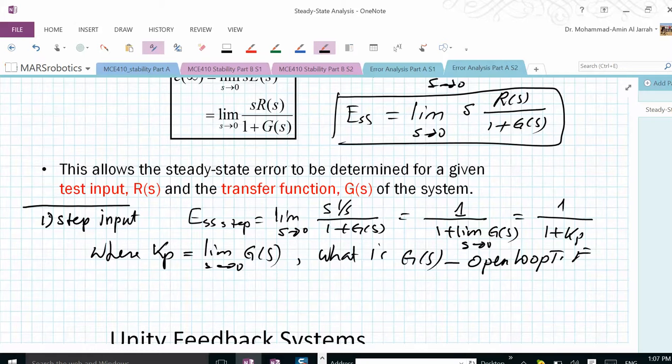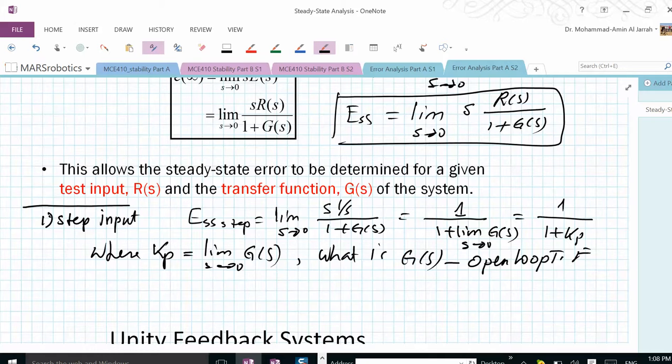If the transfer function has one integrator or a pole at the origin, which is the same thing, then the steady state error to a step input will definitely go to 0. Why? Because Kp goes to infinity, and the error is 1 over 1 plus Kp. 1 over 1 plus infinity goes to 0, and this is what we would like to have. So we want the system open loop transfer function to have 1 over s.